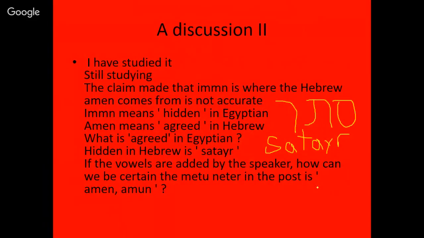What is the Egyptian word for hidden? If Amun in Egyptian means hidden, and Sater means hidden in Hebrew, and Amen in Hebrew means agreed, what, brothers, sisters, is the Egyptian word for agreed? You understand? That's the question that was asked. How do you say agree or agreed inside of Egyptian? Next slide.